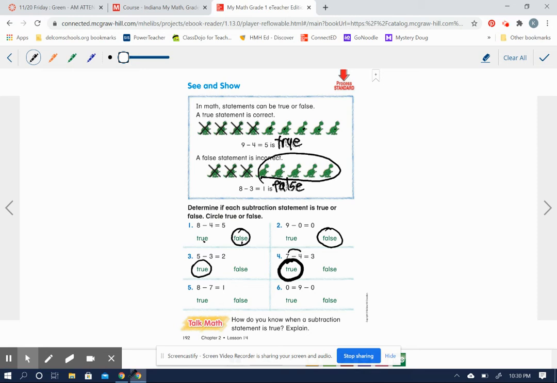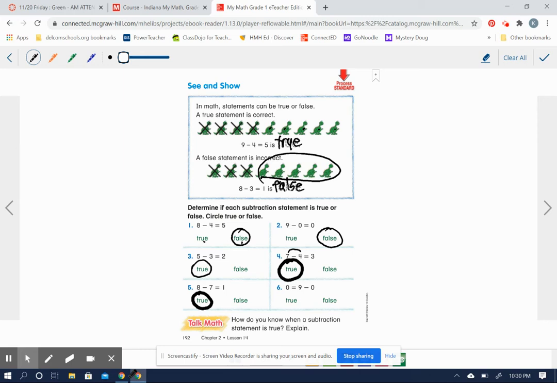True. 8 minus 7 equals 1. Well, the reverse operation is 1 plus 7 equal to 8. If we go backwards, reverse operations, 1 plus 7 equals 8. Yes, so that would be true. 8 minus 7 would only leave 1. And number 6, what about 0 equals 9 minus 0?